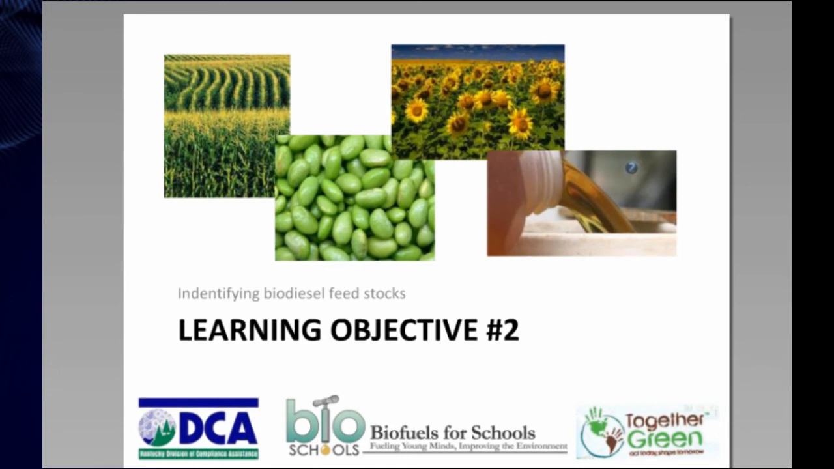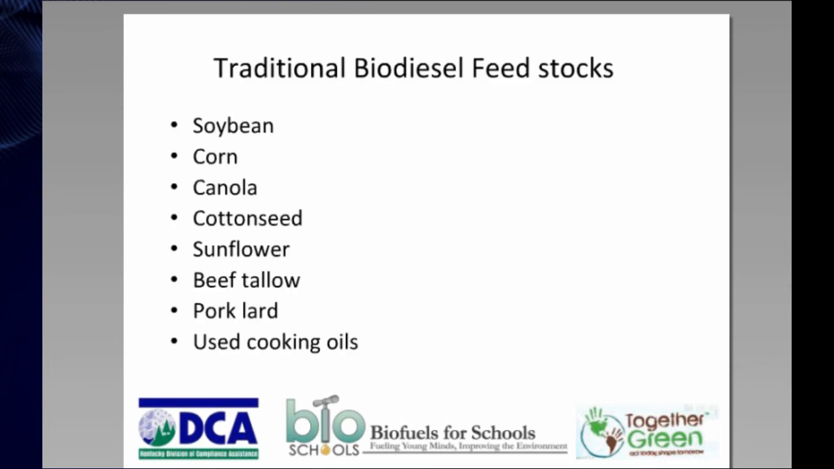In Objective 2, we will discuss the various feedstocks used to make biodiesel. Traditional biodiesel feedstocks include the following: soybean, corn, canola, cottonseed, sunflower, beef tallow, pork lard, and used cooking oils. These are also called first-generation biodiesel feedstocks. Most first-generation biodiesel is considered to be derived from edible products.